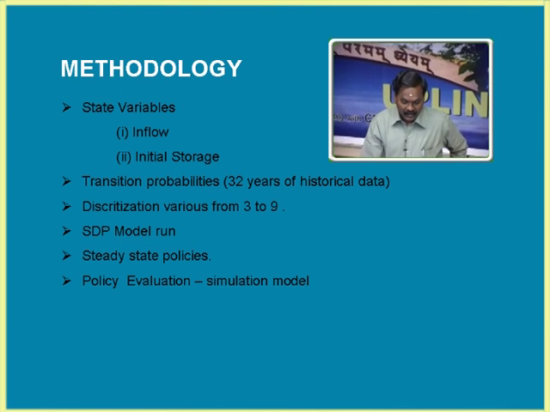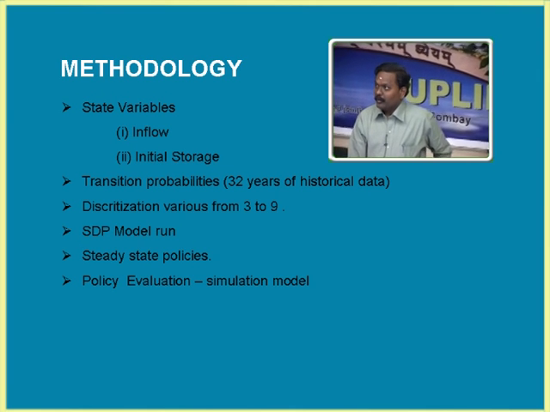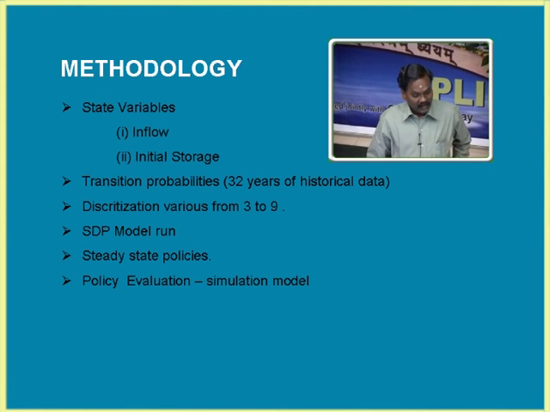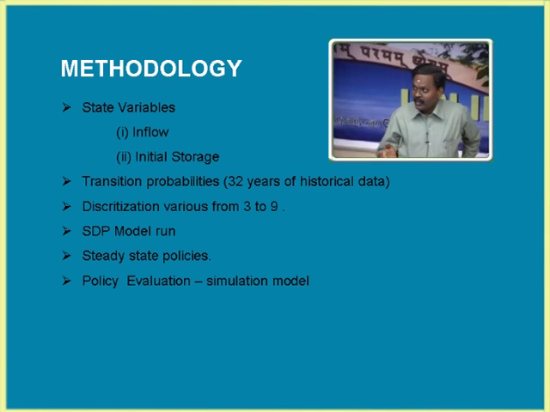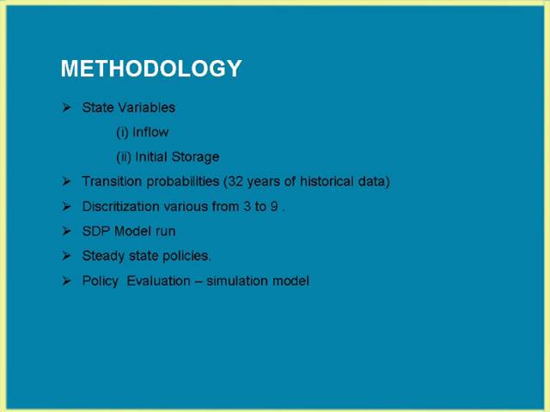Then the transition probability required to incorporate the stochasticity has been estimated using the Markov process from the historical data of 32 years of monthly historical data. Then the inflow and the initial storage are discretized from 3 to 9 states, I mean 3 to 9 ranges. Each range will result in different operating policies. Then we run the SDP model, and steady state policies are arrived at. Then these steady state policies derived for various discretizations are evaluated through a simulation model.